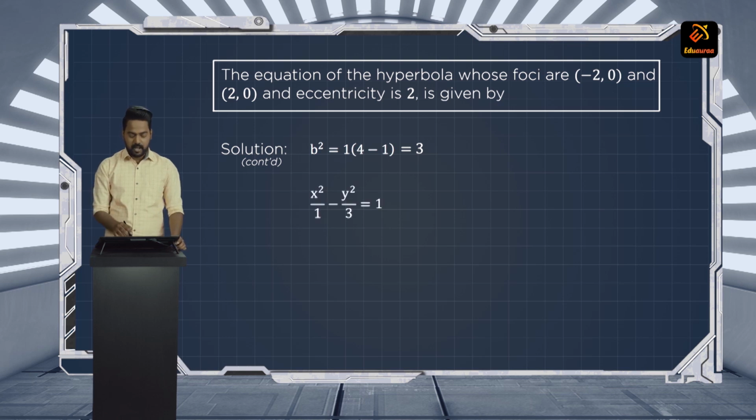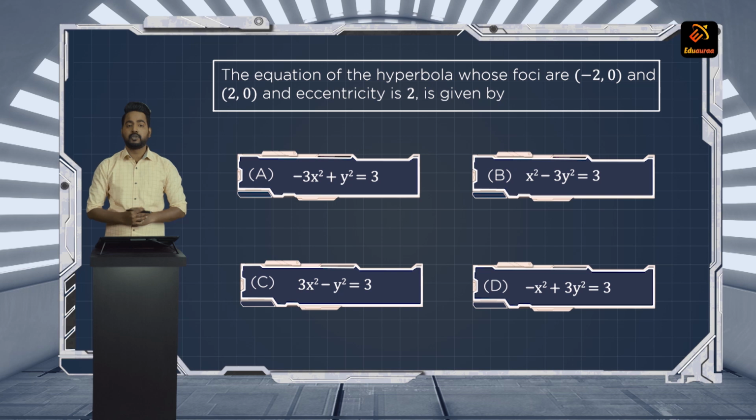So x square upon a square, that is 1, minus y square upon b square, that is 3, is equal to 1. So on further solving, it will be 3x square minus y square equal to 3. So the option which is correct is option C. Understood? Moving further to the next question.